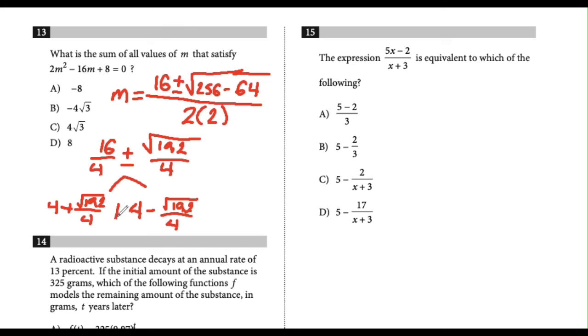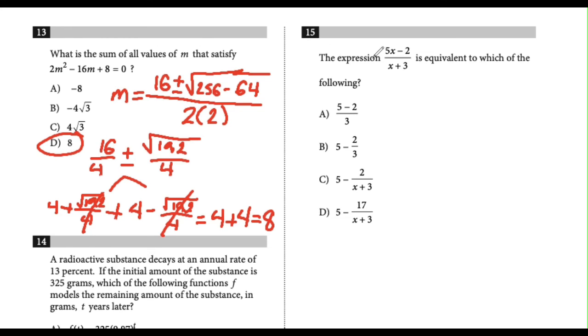And if we were to add these two solutions up, we're going to find that the square root of 192 over 4 and negative square root of 192 over 4 are going to cancel. And we're just going to end up with 4 plus 4, which is 8. Or answer choice D.